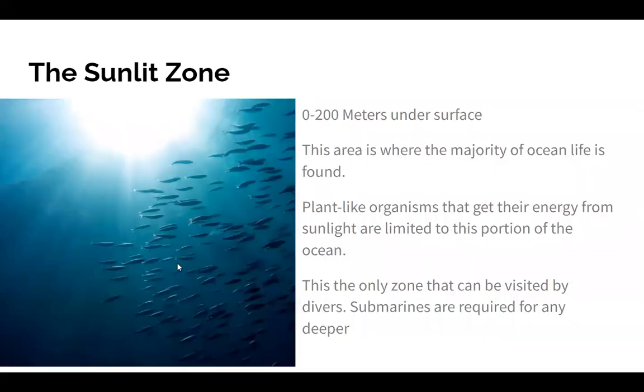The sunlit zone is 0 to 200 meters under the surface. This is where you're going to find the life, stuff swimming around, as well as plant-like organisms and corals and so forth, right? The reason why we find life here is because of those plant-like organisms. They need light. That light comes through the upper portions of the ocean, gives them photosynthesis, right? They're able to make food for themselves, and other things eat them, and then other things eat that, right? There's always a bigger fish, to quote a well-known phrase.